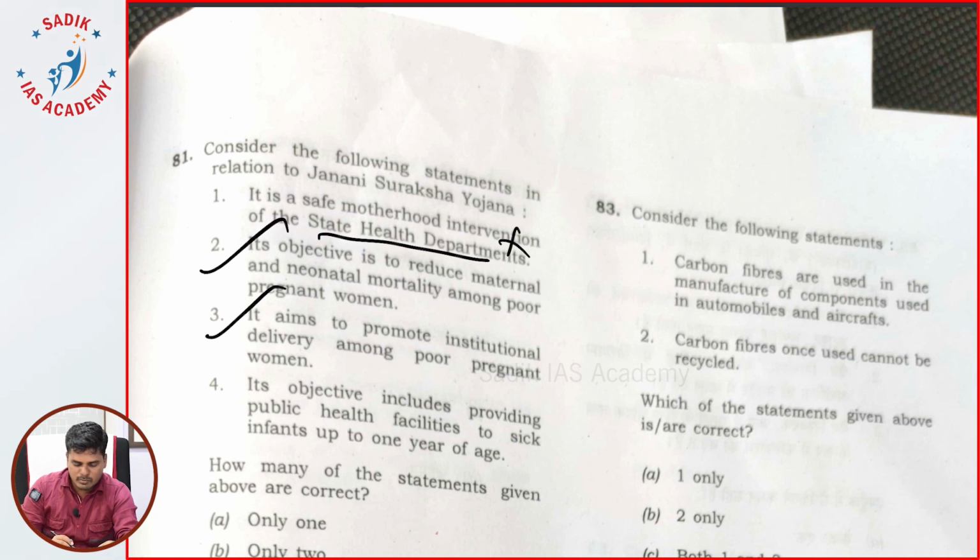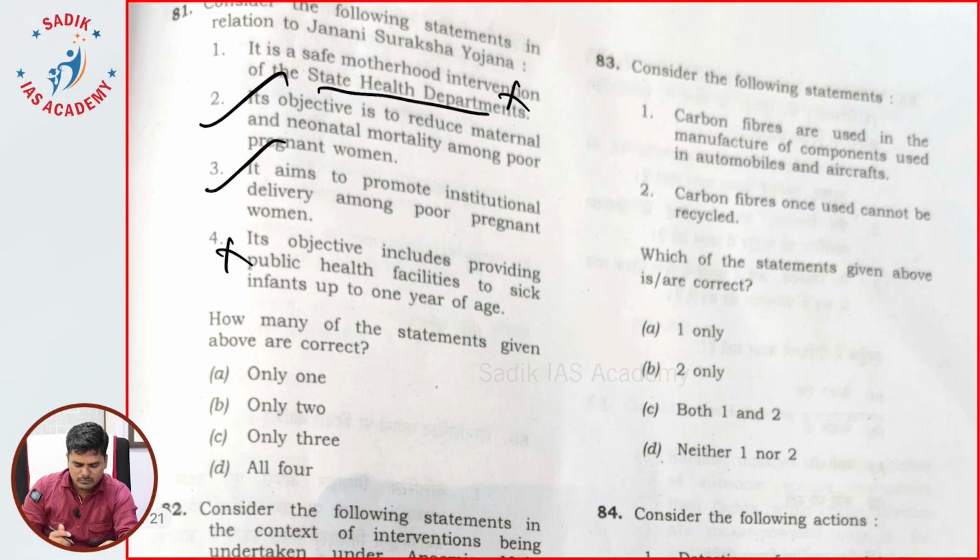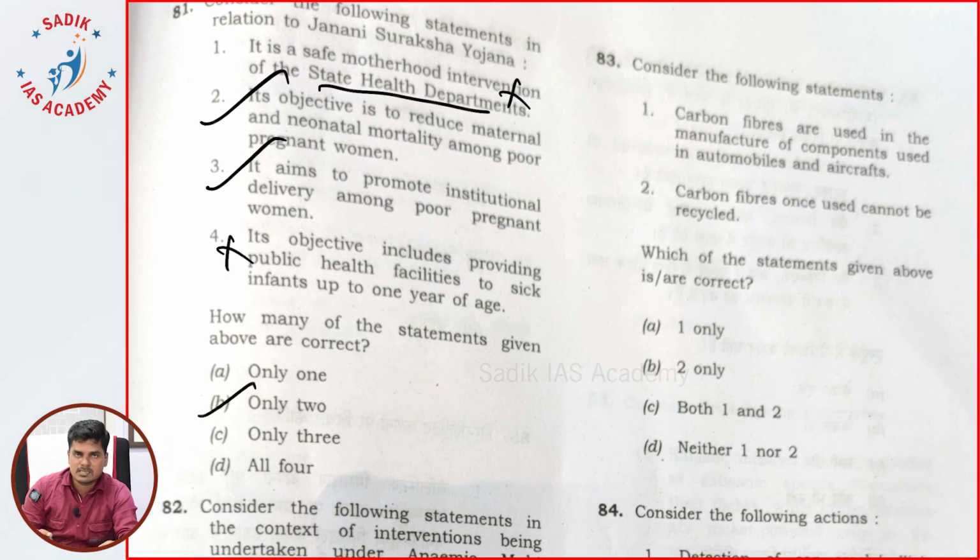Its objective includes providing public health facilities to sick infants up to 1 year of age. It discusses giving help to infants who are facing problems during birth, and it is not giving public health facilities to sick infants up to 1 year of age. So it is a wrong statement, the fourth statement. Therefore, the option is only 2. Option B is the answer.